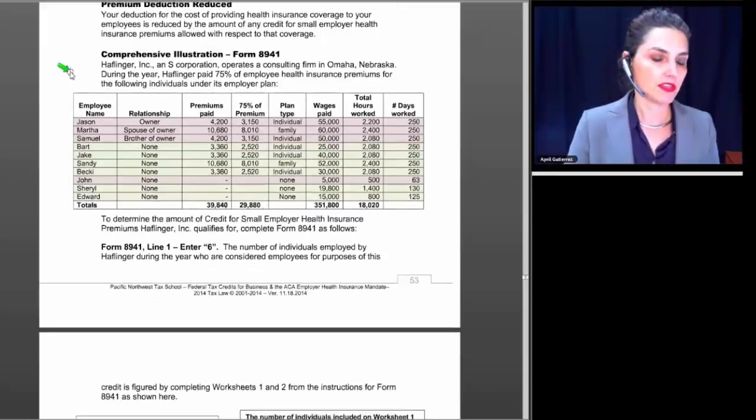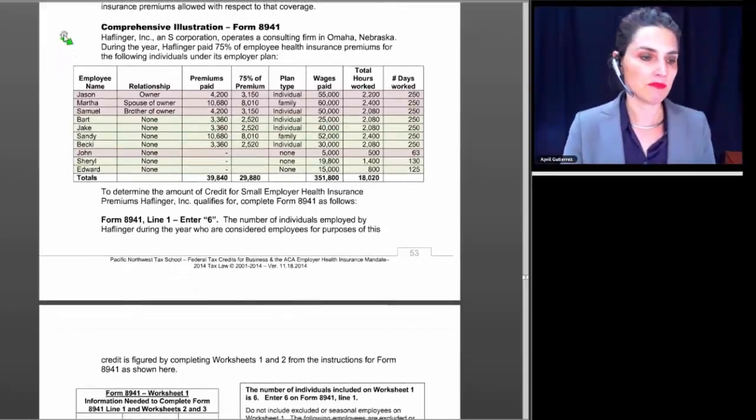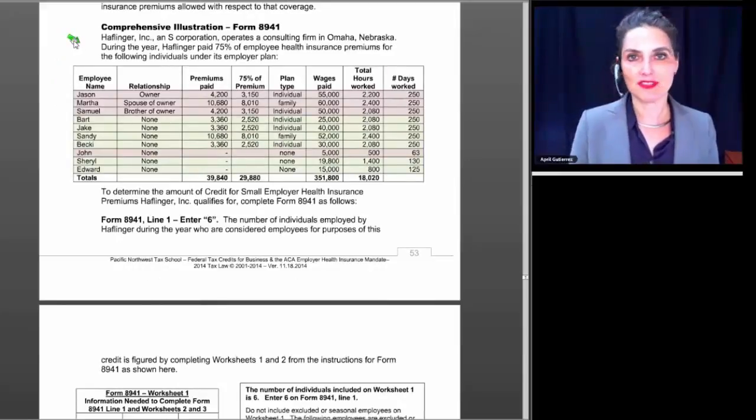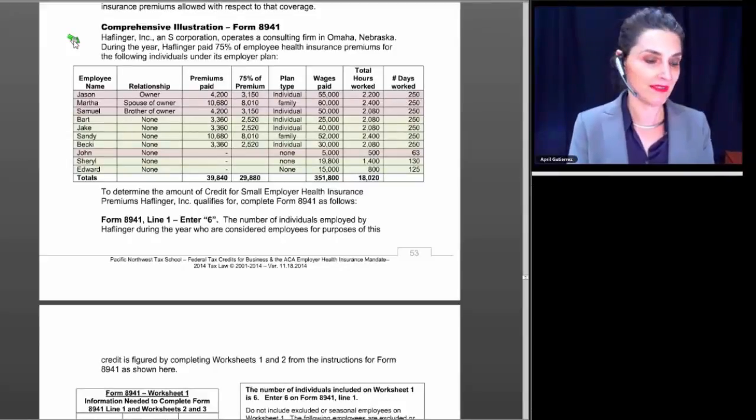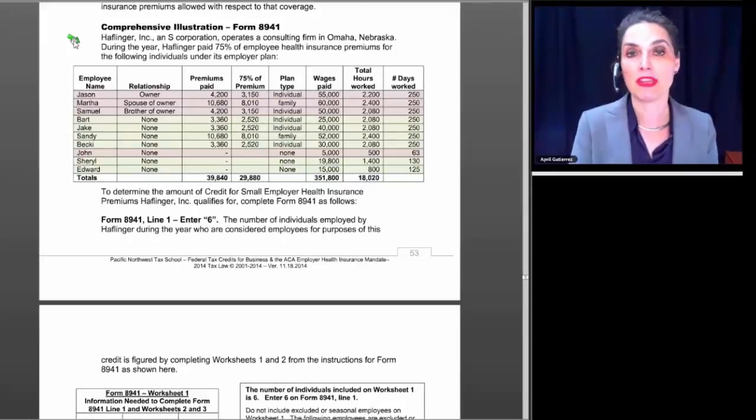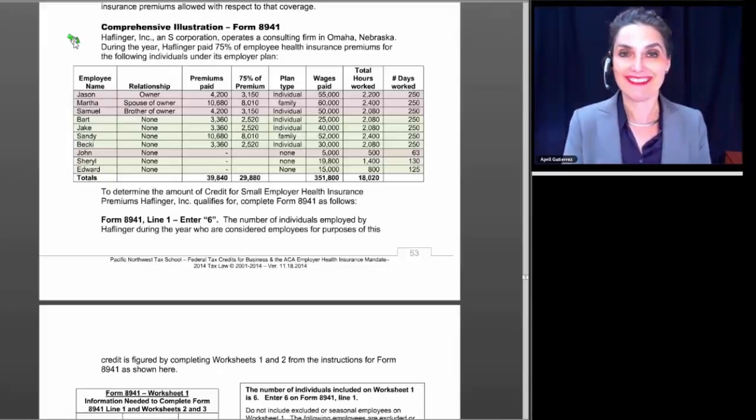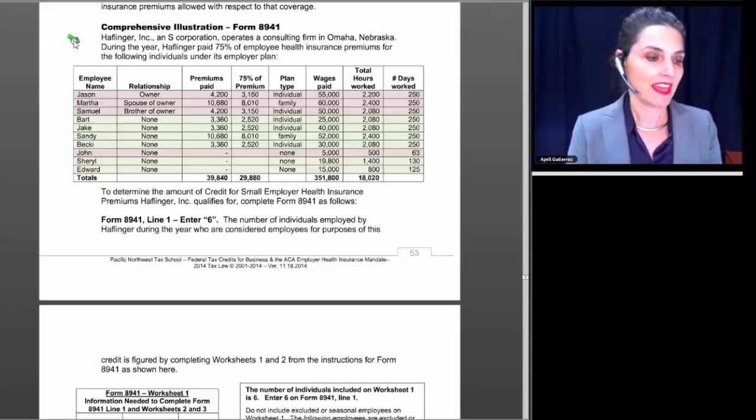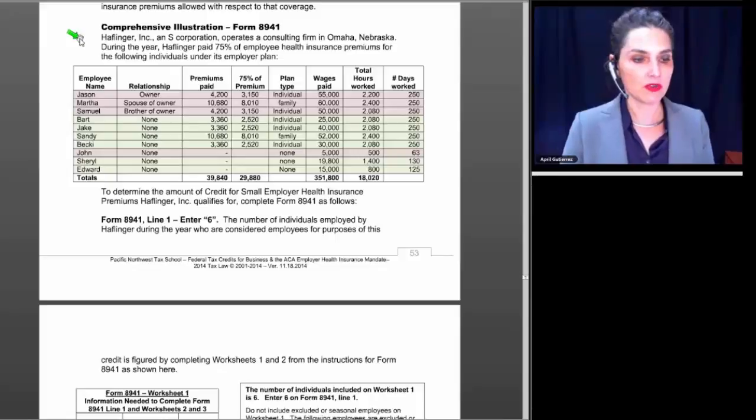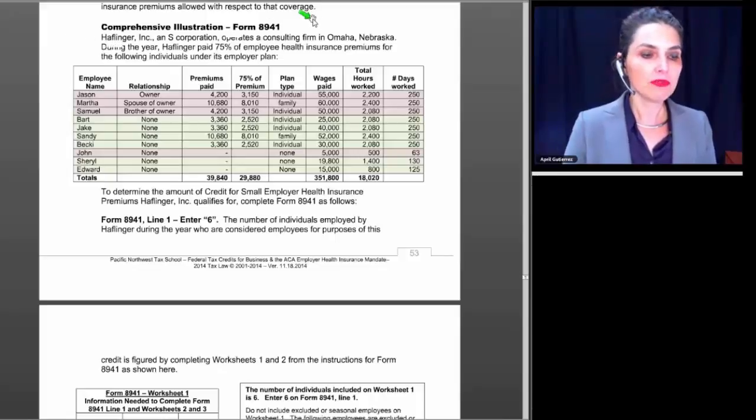So here is the comprehensive illustration I've been promising. I first created this illustration way back for the 2010 tax year when I first read the instructions for Form 8941, and I practically had a tantrum because there were so many pages and so many worksheets. Ultimately, the only way to understand any of it was to actually create an illustration and work my way through it. And that was when I created this illustration for Haflinger Inc., which is an S corporation operating a consulting firm in Omaha, Nebraska.